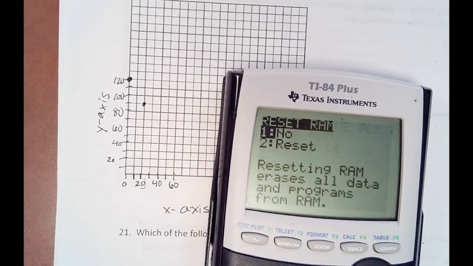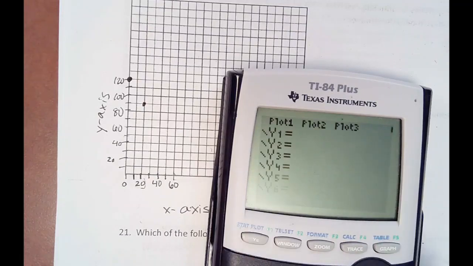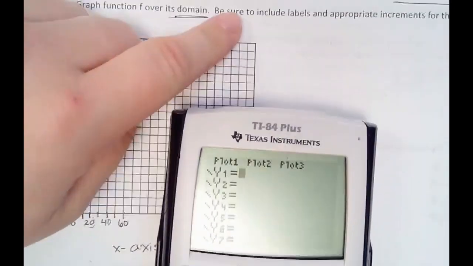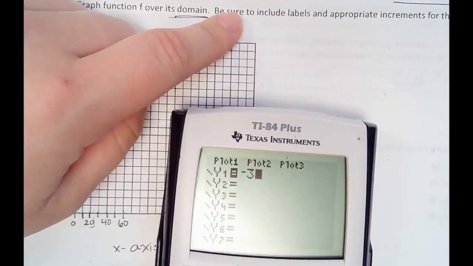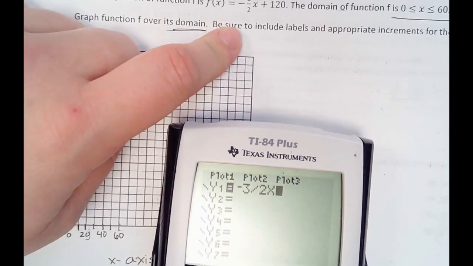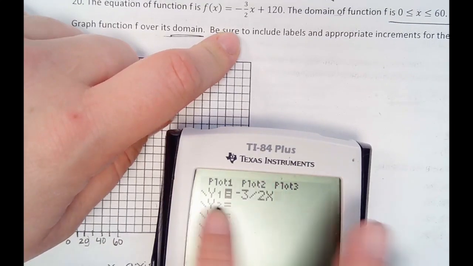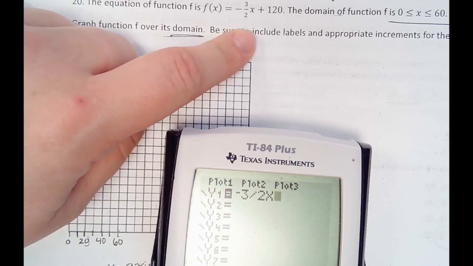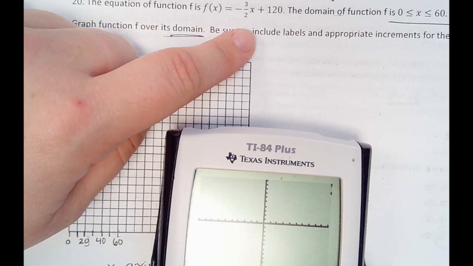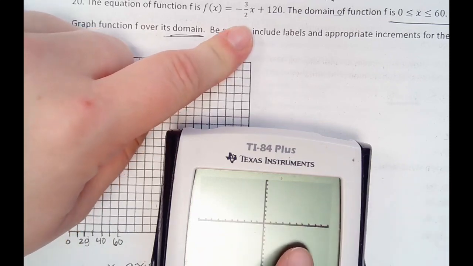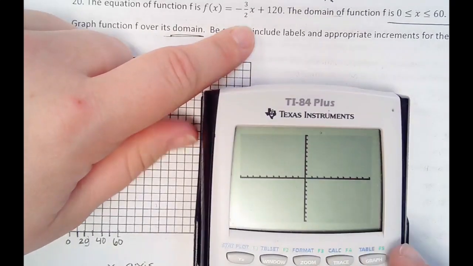I'm going to clear my calculator. Press y equals. Enter in your equation, negative 3 divided by 2 x. You can also do alpha y equals enter and enter in a fraction. Then we have plus 120. Pressing graph, we're really probably not going to see much of it because this is a 10 by 10 window. What I want to focus on is my table anyway.